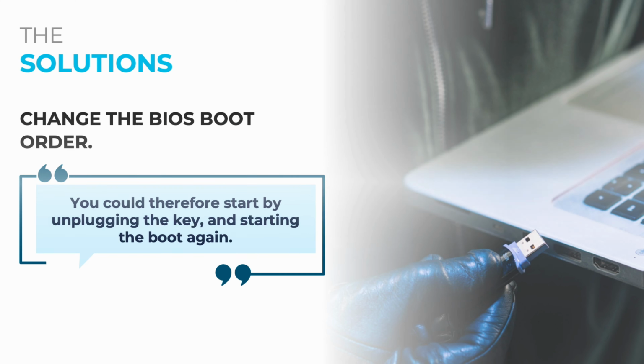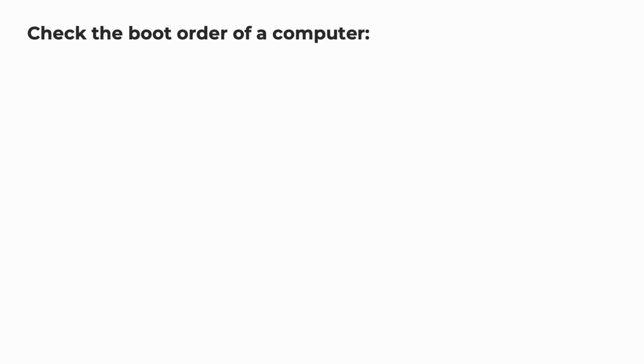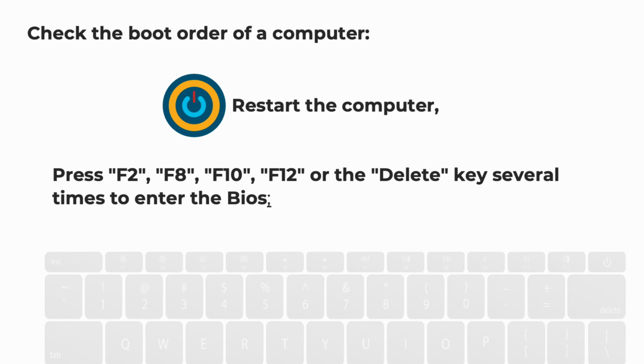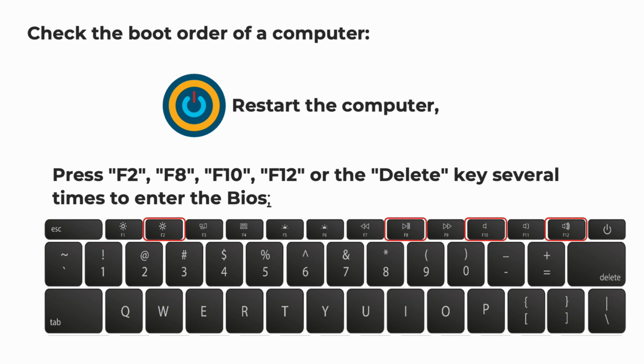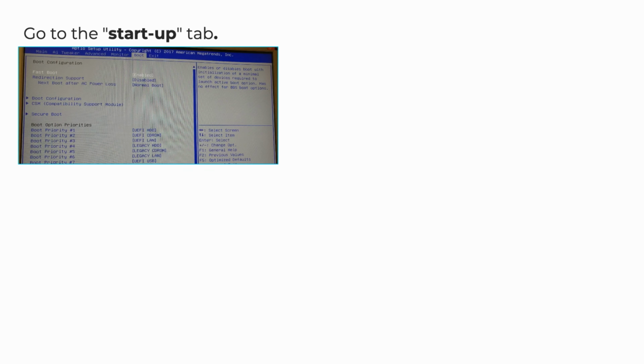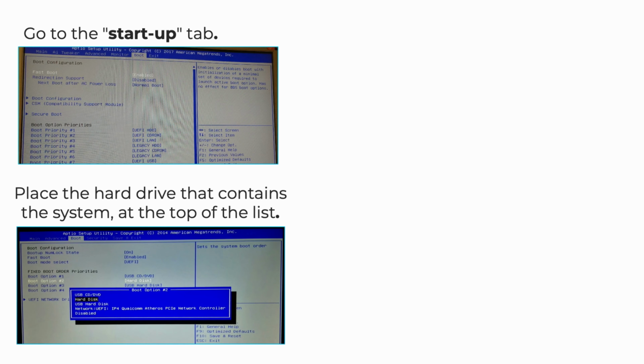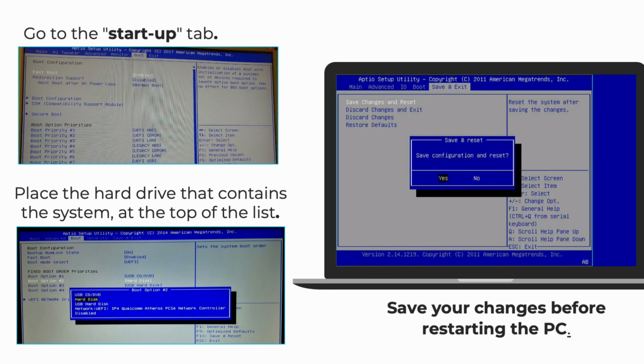Otherwise, you would have to enter the BIOS to place the disk, which contains the system, at the top of the list. To check the boot order of a computer, simply follow these steps. First, restart the computer. Then, depending on the model of the motherboard, you will have to press F2, F8, F10, F12, or the delete key several times to enter the BIOS. When you have arrived in the BIOS, you will have to access the Startup tab. This is where you can place the hard drive that contains the system at the top of the list. And finally, don't forget to save your changes before restarting the PC.